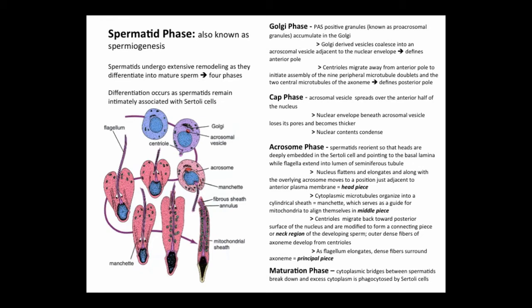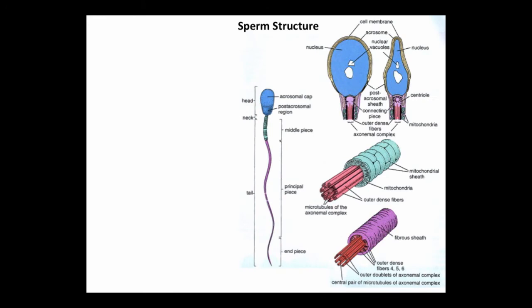And in the maturation phase, the cytoplasmic bridges between spermatids break down and the excess cytoplasm will be phagocytized by Sertoli cells. And if one looks at sperm structure, a mature human sperm is about 60 microns long. The head is flat and pointed. It's about 4.5 microns long by about 3 microns wide by about a micron thick.